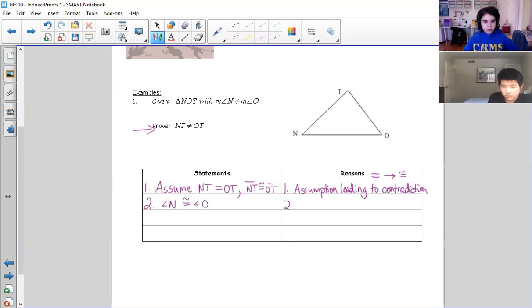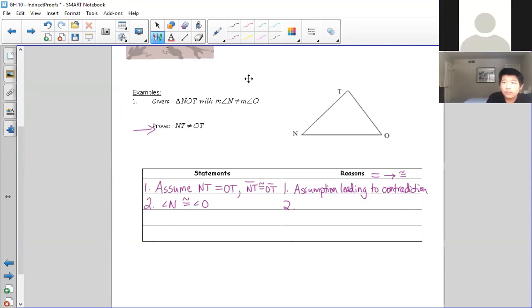Why? Because when two sides are congruent in a triangle, opposite angles are congruent as well. Have you tucked in that "in a triangle," right? You need the "in a triangle." So in a triangle, congruent sides imply congruent opposite angles.